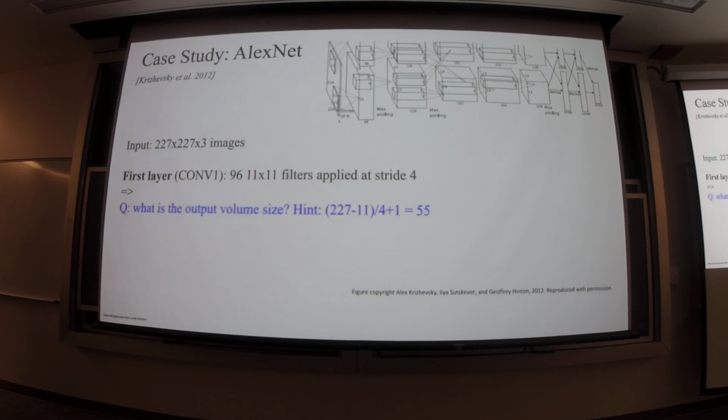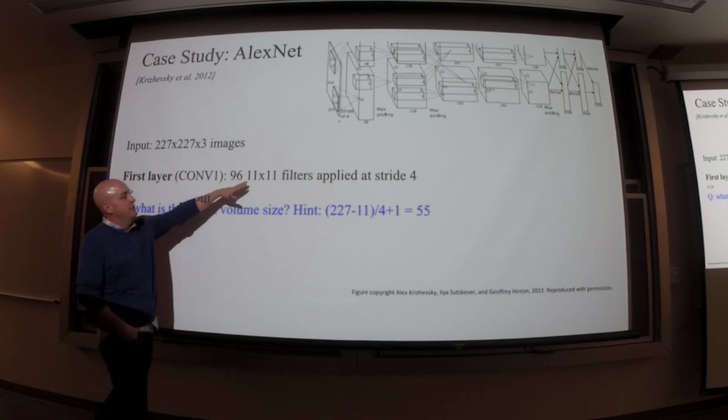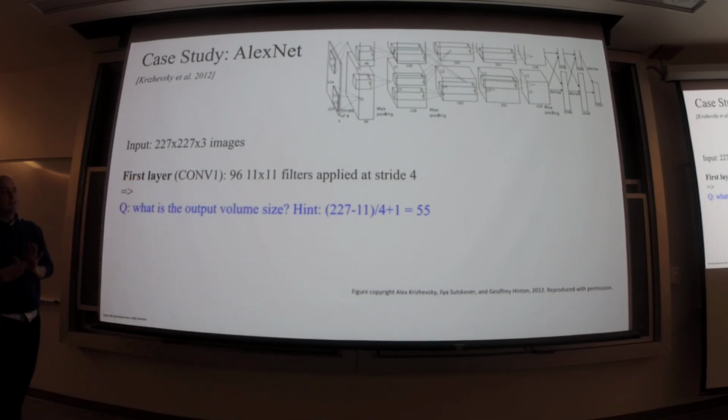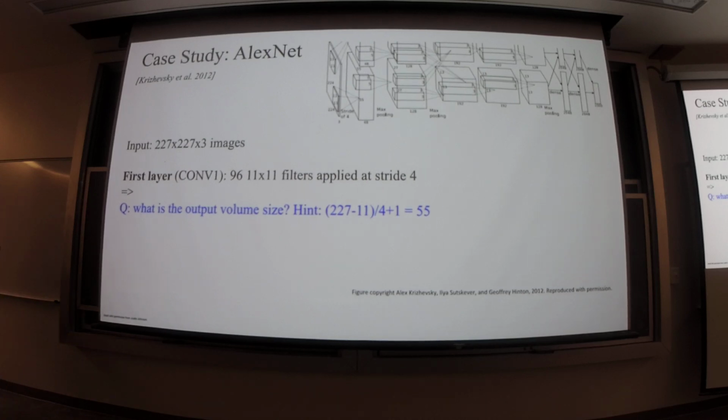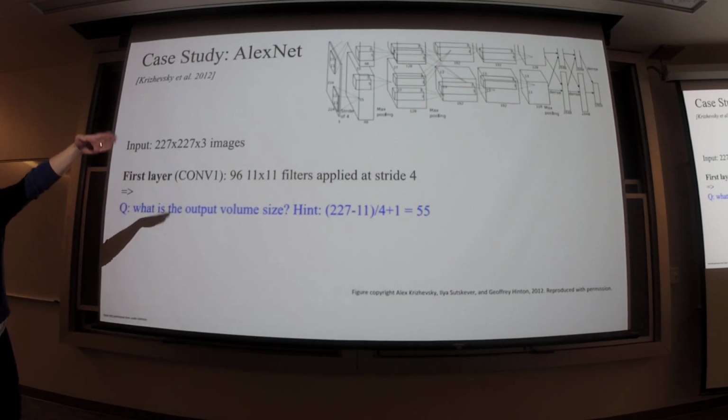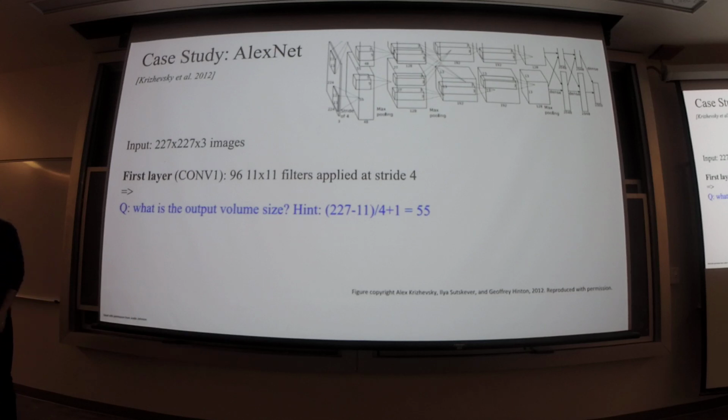So let's see if we learned anything from last time. The inputs to these are images of size 227 by 227 by 3. The first convolutional layer used 96 filters of size 11 by 11, and of course by 3 as well. We're kind of lazy about dropping the channel dimension, but they're 11 by 11 by 3 filters, and they're applied with stride 4. So the question is, what's the output volume to the next layer? What's the size of the feature maps?